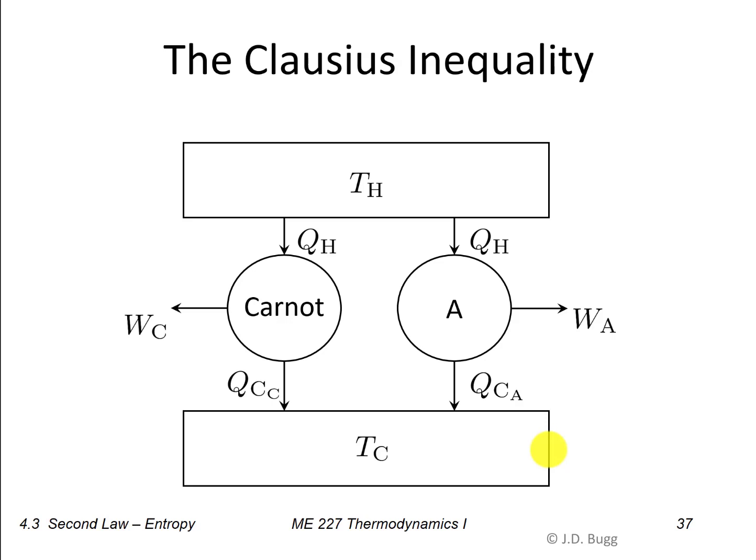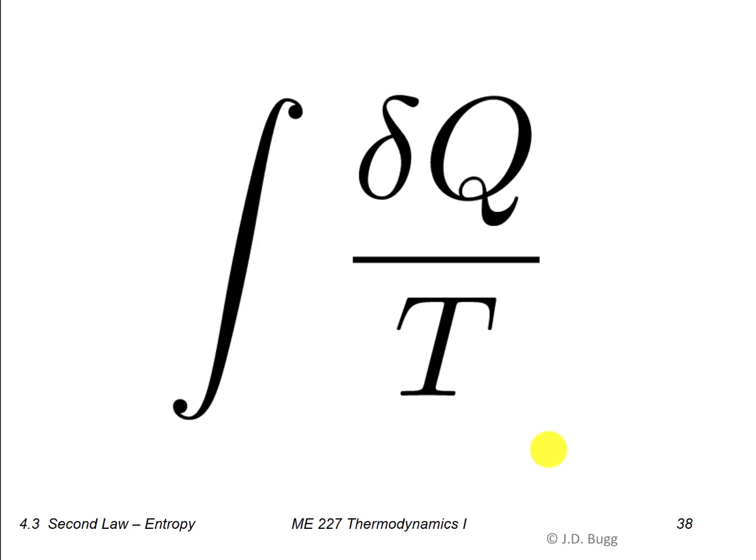Now this brings us to the beginning of the Clausius inequality. We're going to evaluate an integral around each of these cycles, and the particular integral that we're going to evaluate is the integral of delta Q over T. So remember what Q is: heat transfer with the surroundings, and T is the temperature at which that heat transfer is occurring.